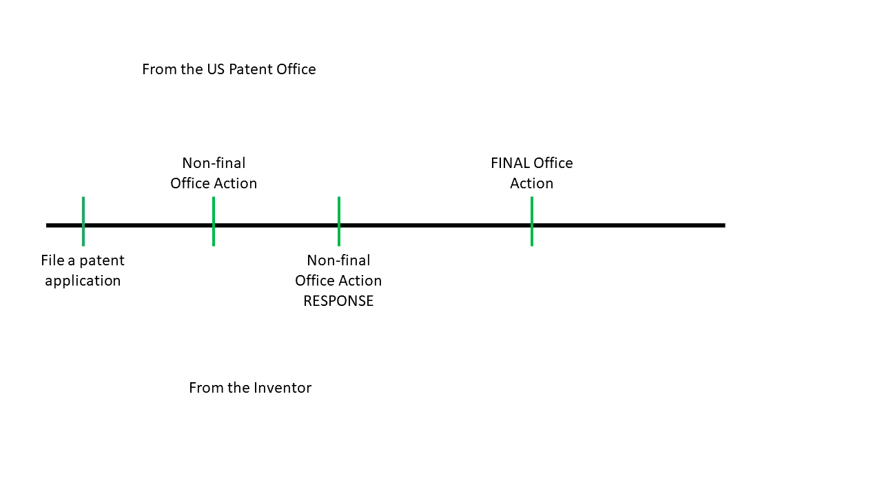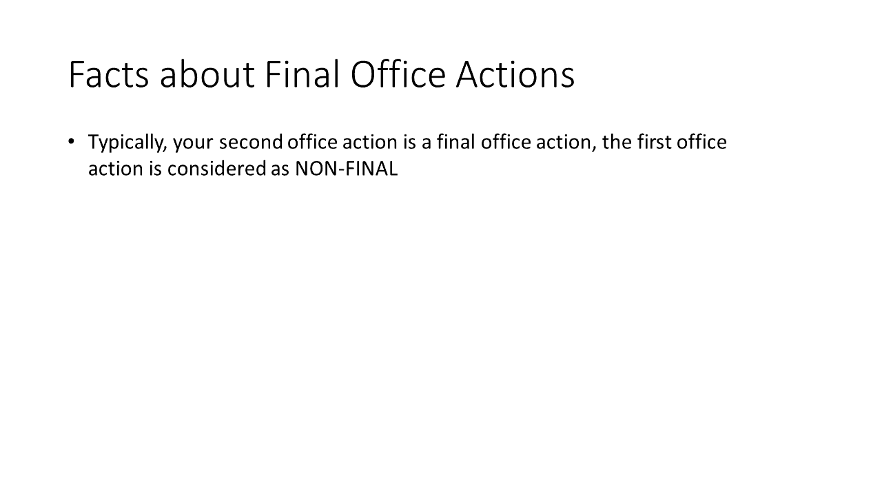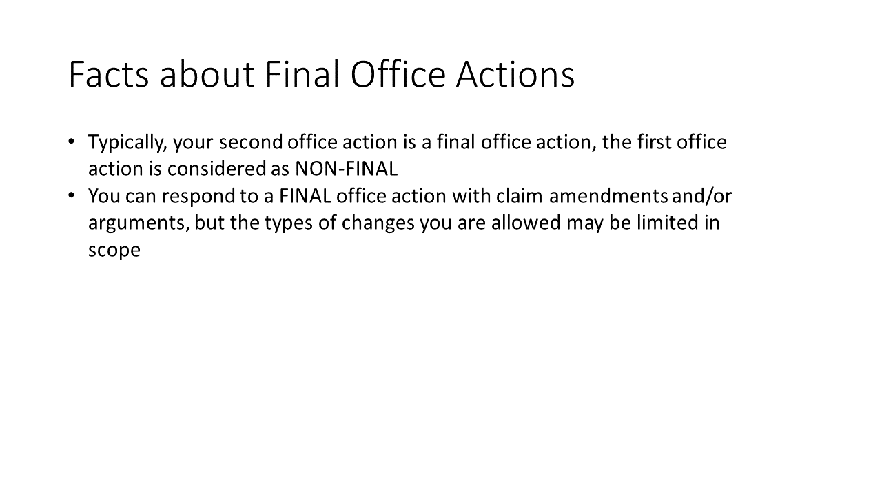So now, what does it mean to have your application in the state of final rejection, and what are the options for the next steps? Let's talk about that. Here are some facts about final office actions. Typically, your second office action is a final office action, and the first office action is considered non-final, as we showed in the timeline. You can respond to a final office action with claim amendments or arguments, but the types of changes you are allowed may be limited in scope.